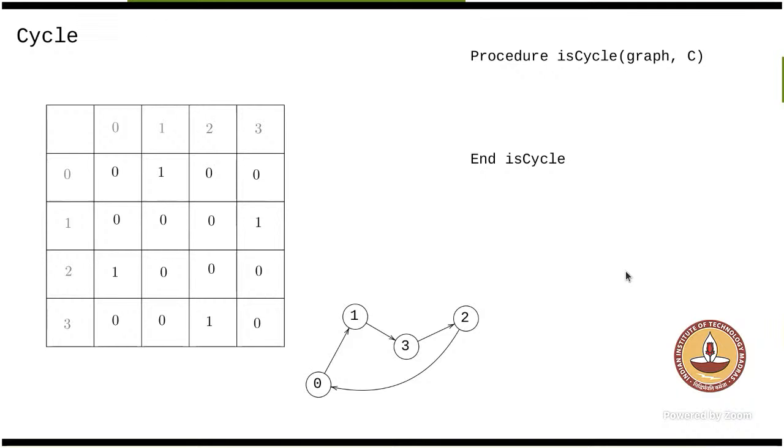We will check for each row, each column in that row, if it has an edge, and if it has an edge, we will check for that column whether it has some edge or not. And similarly, we will move on till we find an edge from the last node to the first node. So the main idea of a cycle is that from where we are starting, we can move back to that starting point.